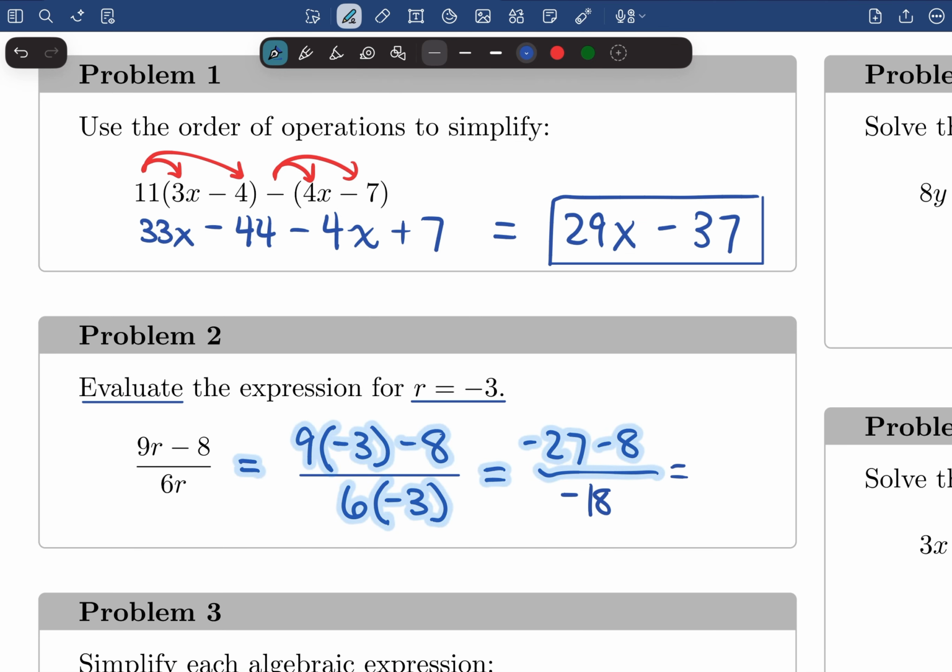Cleaning it up further, negative 27 minus 8 is even more negative. It's negative 35. And that's divided by negative 18. Now, a question comes up, is this reducible? Well, it's not reducible by 2 or by 3 or by 4 or by 5 or by 6. It looks like it's not reducible, so I'm going to leave it there. But there is one thing. A negative divided by a negative is a positive. So these two negatives are going to cancel each other. And looks like the result is going to be 35/18.